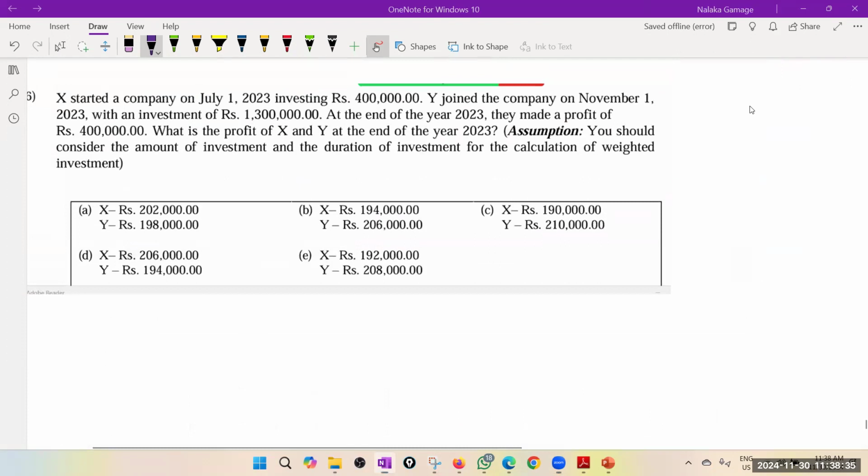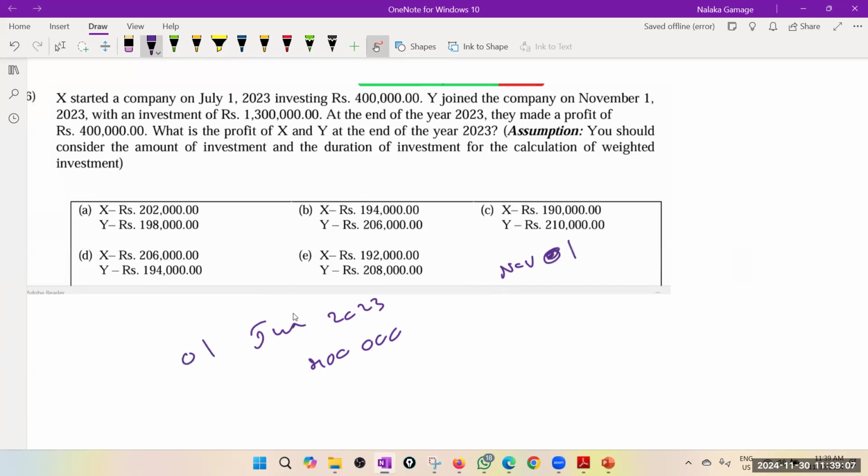X started a company on July 1st, 2023 with 400,000 rupees. Y joined the company on November 1st, same year, with a higher investment of 1.3 million.